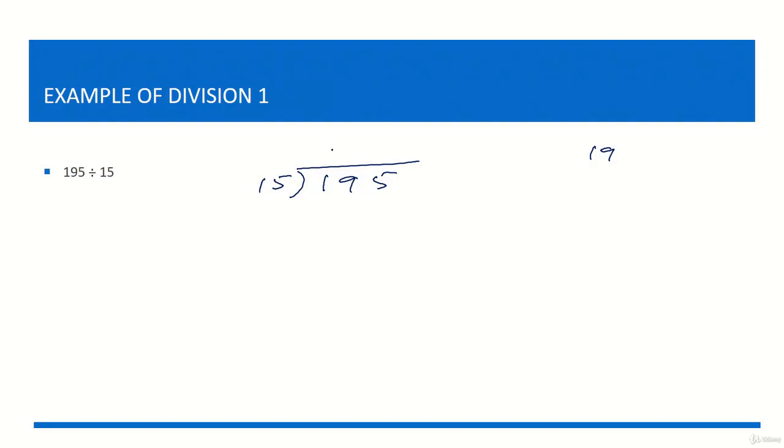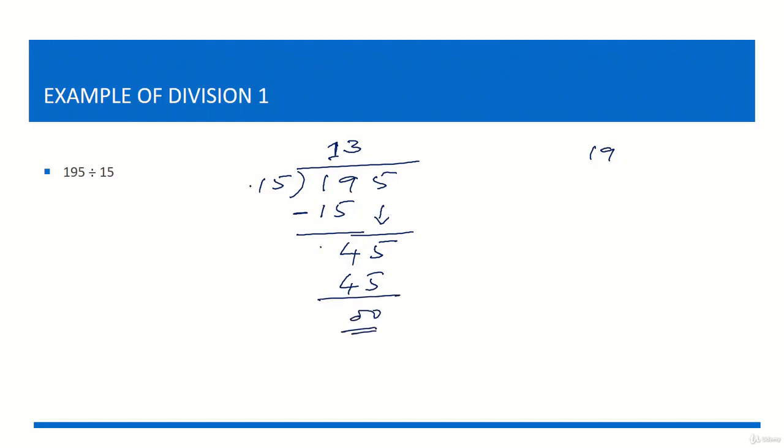15 ones are 15, right? Subtract here. 9 minus 5 is 4, right? 1 minus 1 is 0. Now you bring down 5. 15 threes, you should know the table, that is 45. Subtract, 0. It is completely divided.